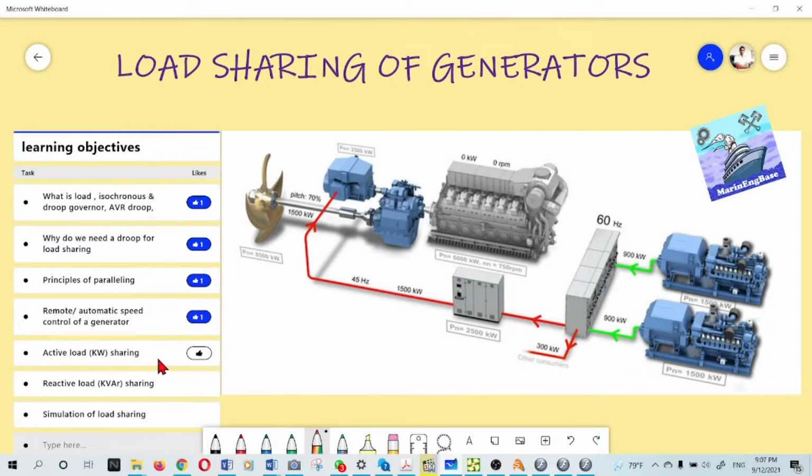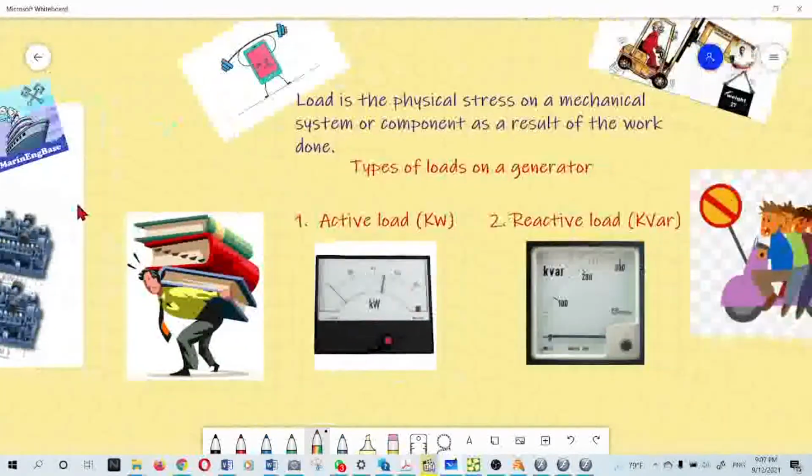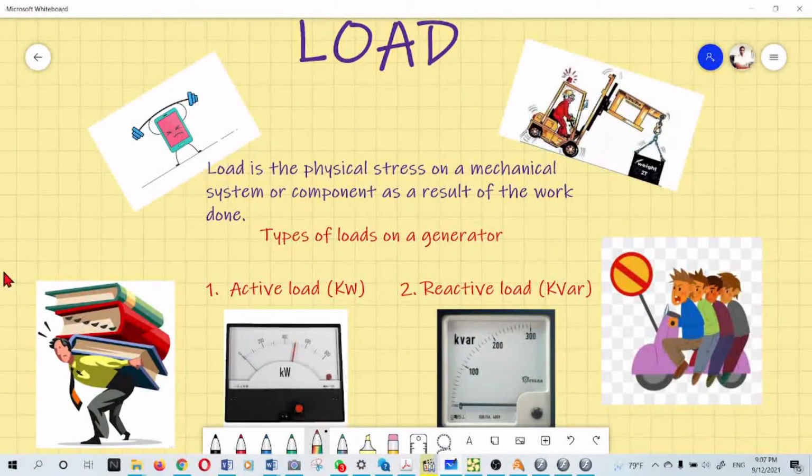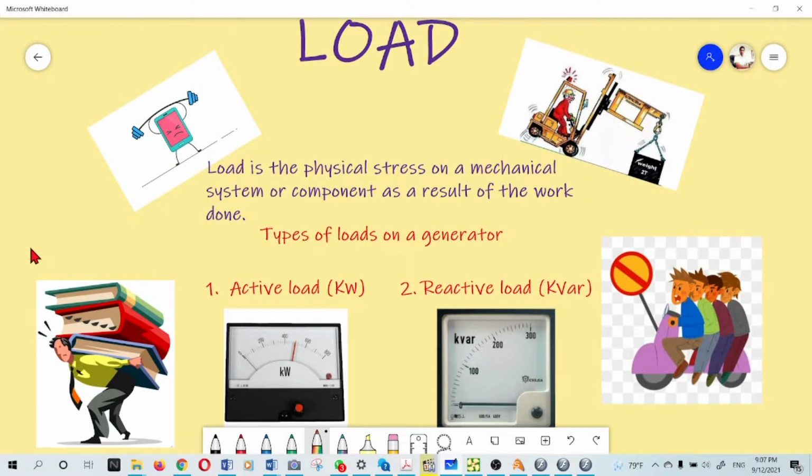Then active load sharing, reactive load sharing. Finally, I'm planning to do a simulation of taking one generator onto the bus bar and to show how the synchroscope is working, and then how to close the breaker and equally share the loads. So today's plan is like that. Let's move to the part of load.